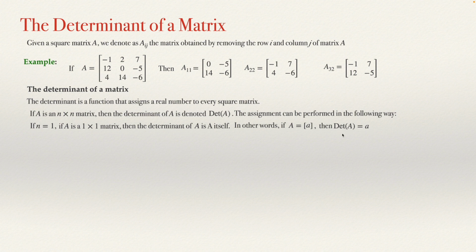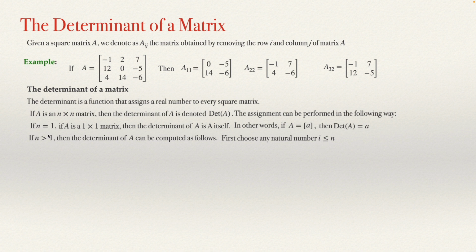We have defined the determinant of only one type of matrix. If n is greater than 1, the determinant of A can be computed as follows. Now you're going to see why this definition at the beginning was important. First, choose any natural number i less than or equal to n. For example, if n equals 2, then i could be 1 or 2. Remember, natural numbers start from 1.